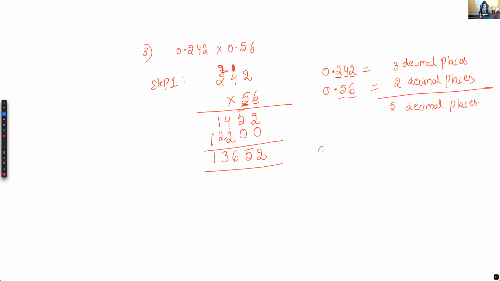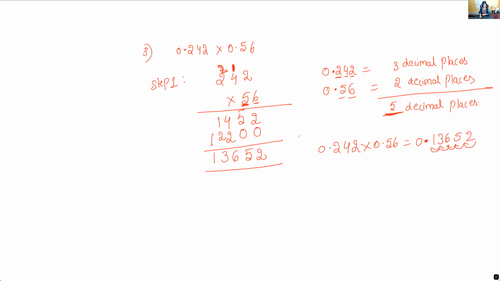So now we'll give the decimal point in our final answer. Our question is 0.242 times 0.56. We got 13652. Because we have 5 decimal places, you have to jump 1 time, 2 times, 3 times, 4 times, and then 5 times, and you will keep a decimal point. We'll add 0 here.